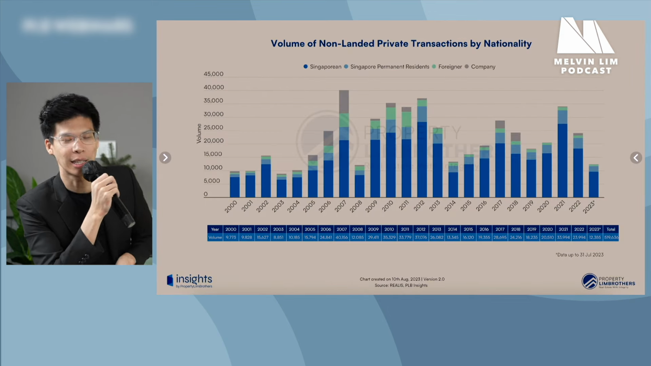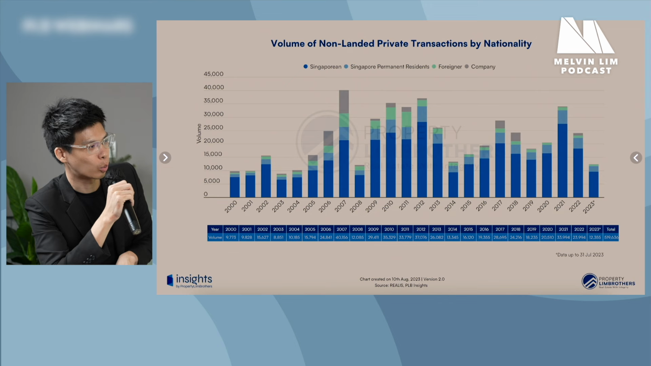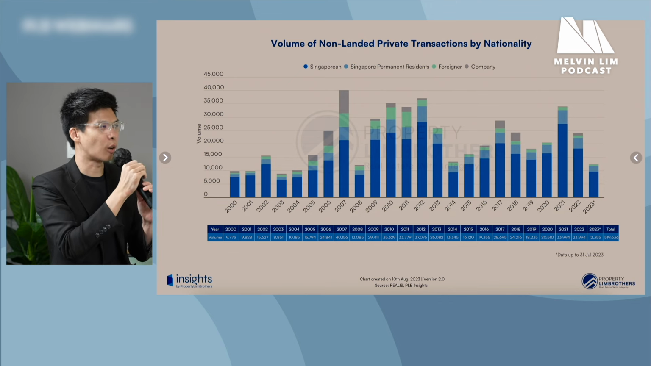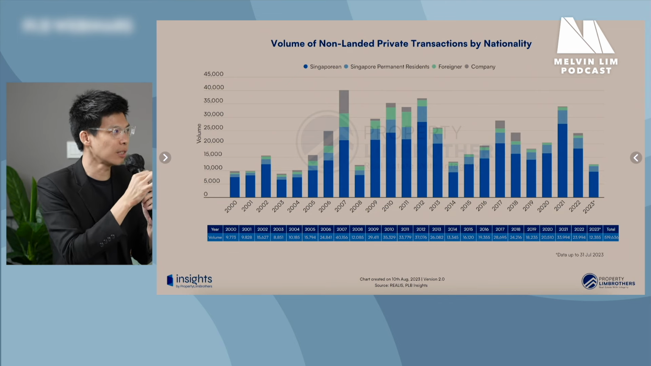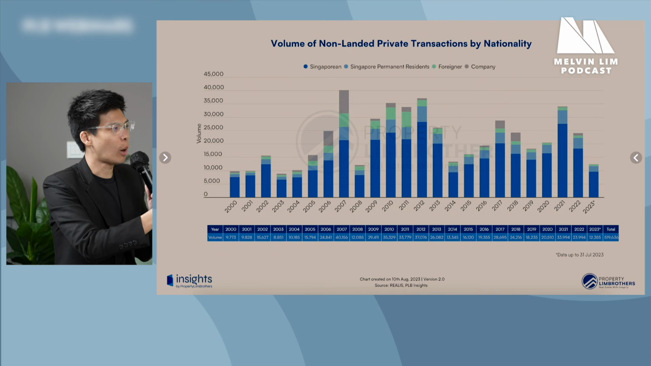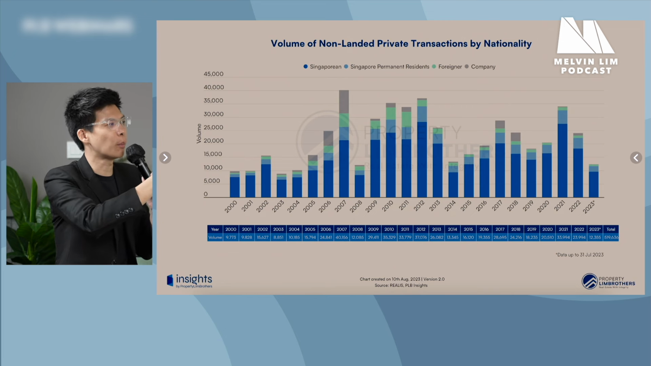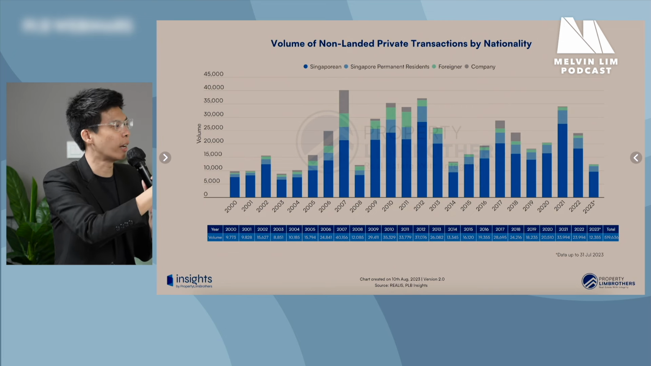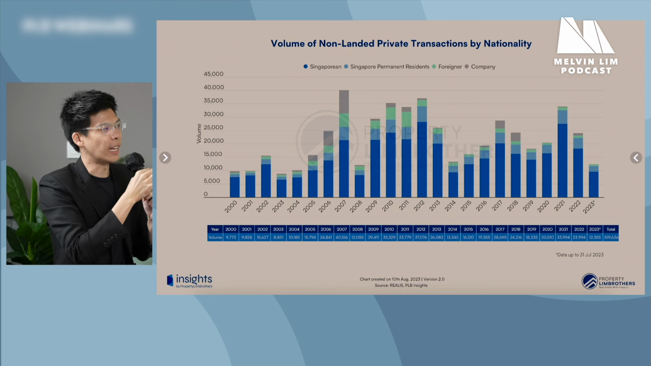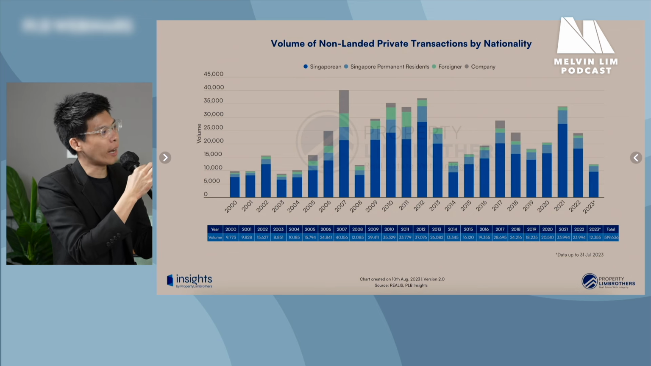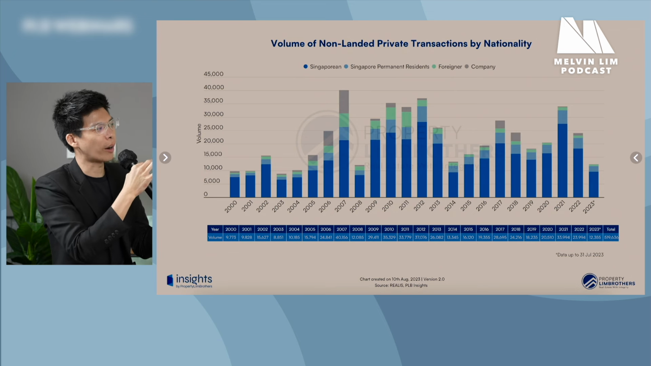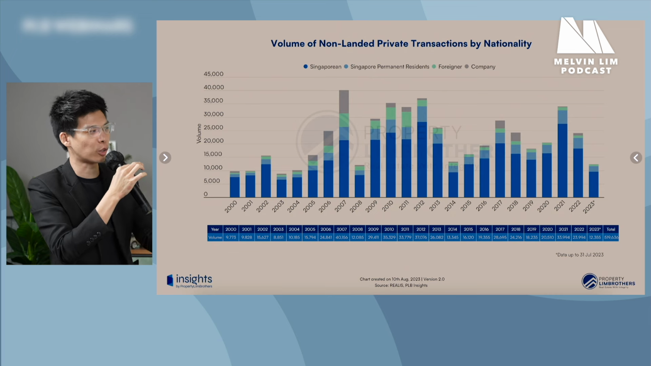So next, let's look at some charts where we look at the last 23 years trending in terms of volume and price transactions. What we're trying to showcase to you is the volume of non-landed condo and apartment transactions. And you can see that in 06-07, when our prices went up, there was a significant volume of transactions that came in.